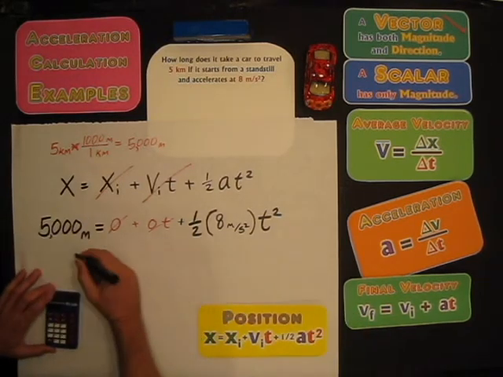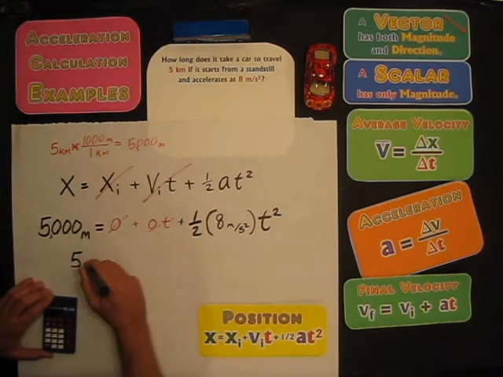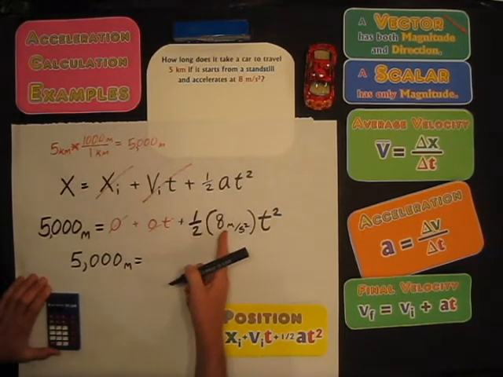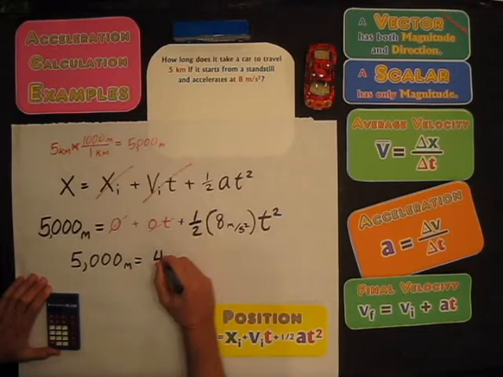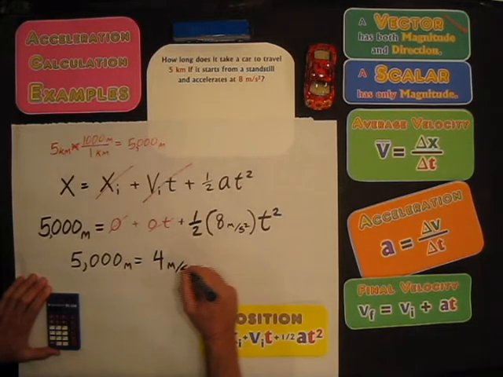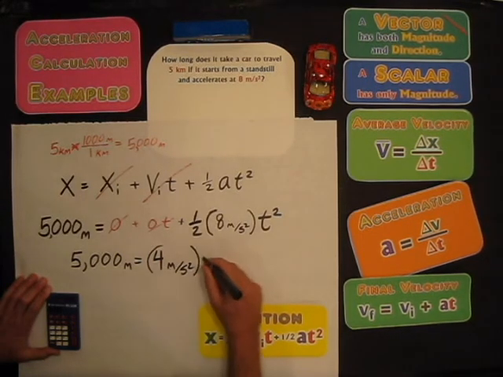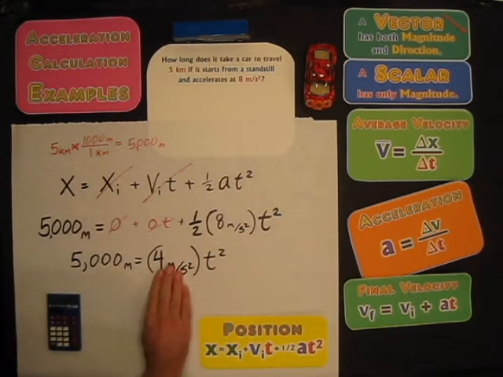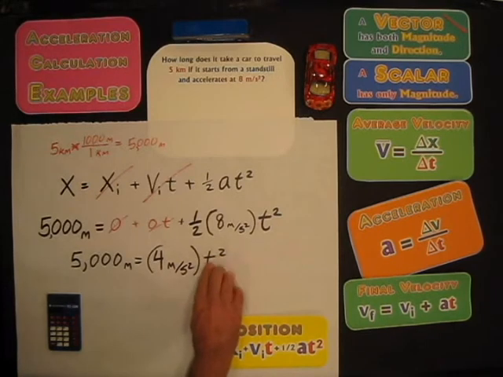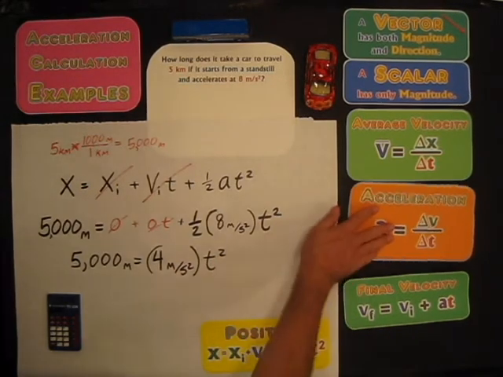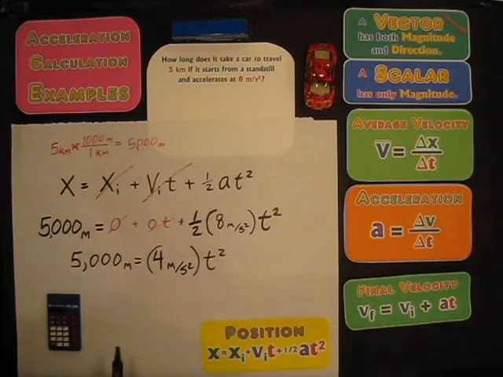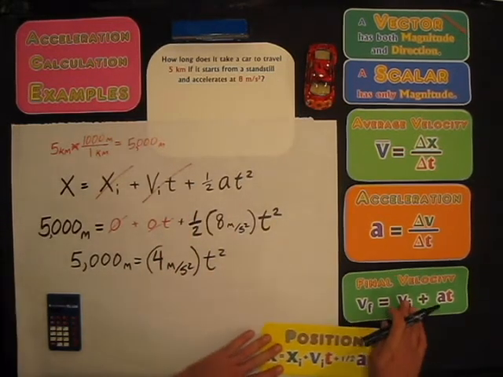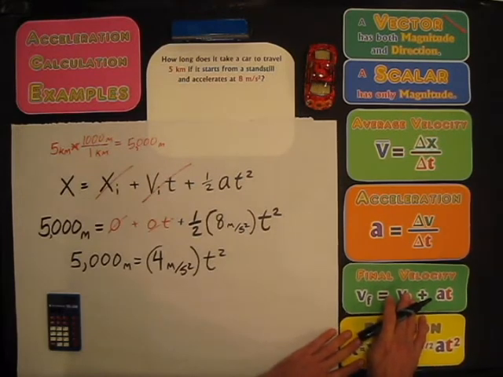Okay, so let's write this again. Now we're down to 5,000 meters equals 1/2 times 8, well that's just 4 meters per second squared. Let's put that in parentheses, t squared. So whenever you have a variable that's attached to something, you have to isolate the variable. It sounds really mean to isolate variables, but it's actually very nice. It gets them all by themselves, which is what they like to be. So even though isolating a variable sounds mean, it is not mean.